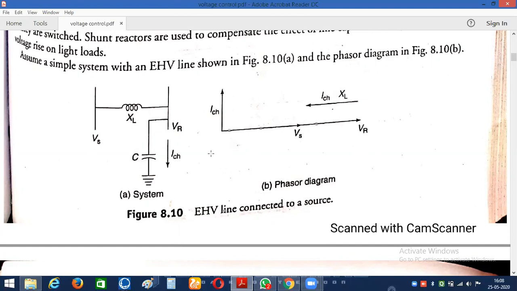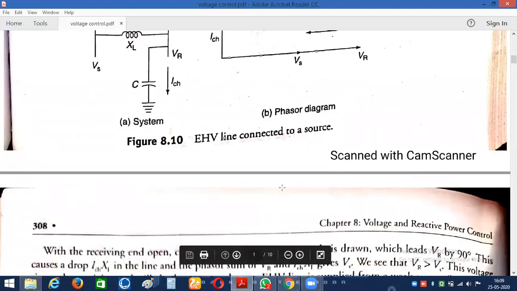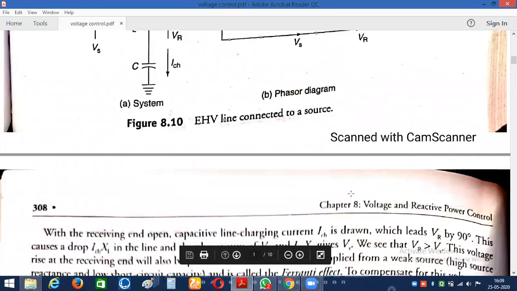So this amount of capacitance acts in the counter direction, and due to this the sending end voltage comes out to be only this much in magnitude. So from this we can say that the sending end voltage is slightly lesser than the receiving end voltage, right? This is what we call the Ferranti effect. The same phenomenon happens here.